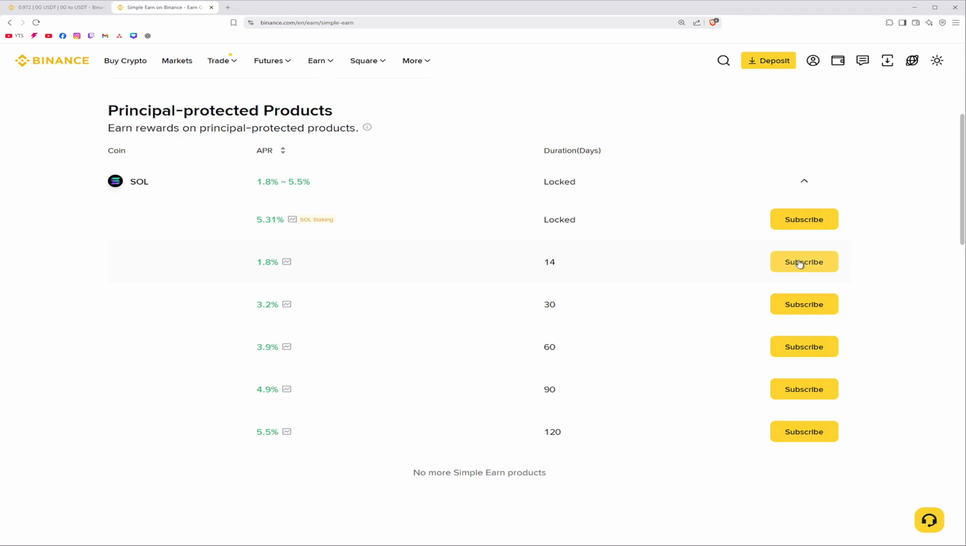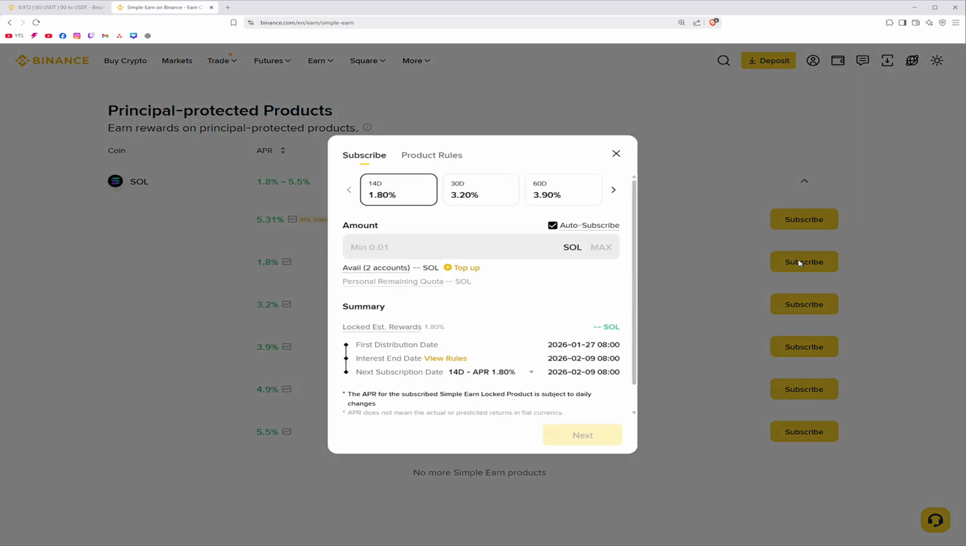You basically need to enter the amount you wish to stake. For example, right here, enter the amount, maybe max my Sol right here. Review the annual percentage yield or APY, and the lockup period. And just click on next and confirm.